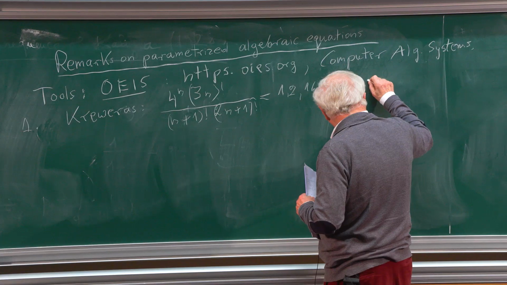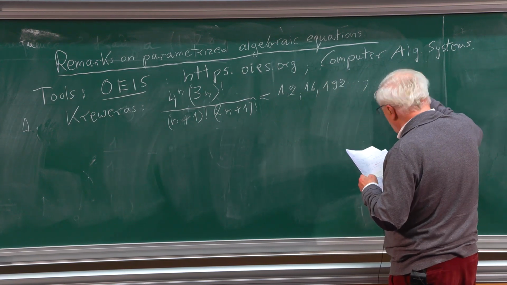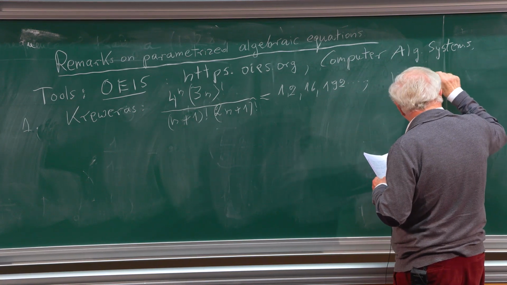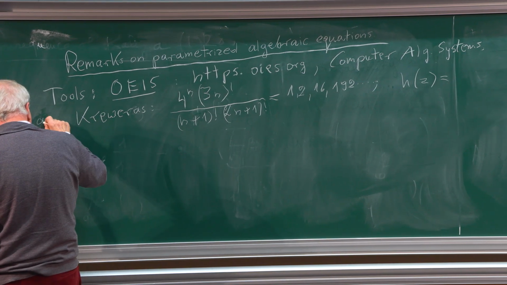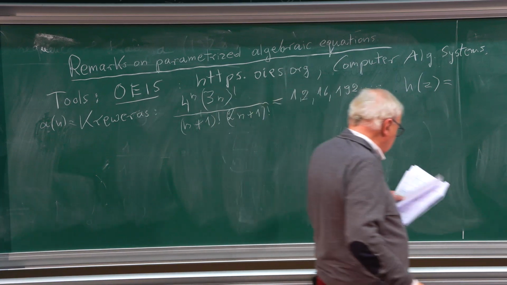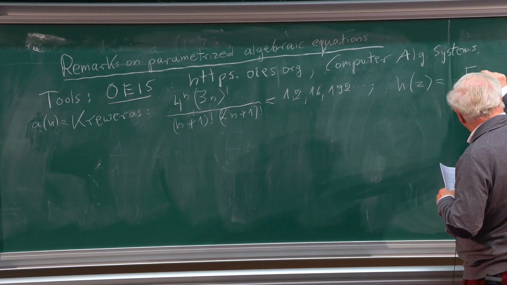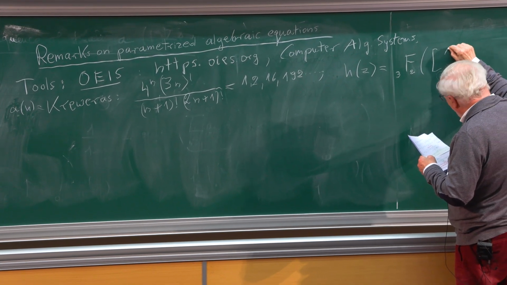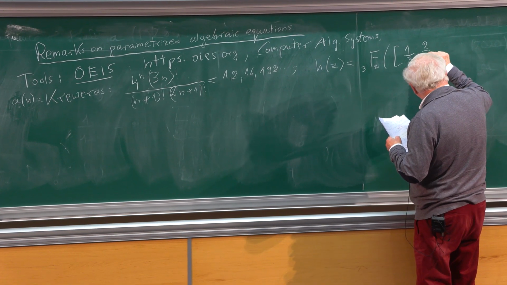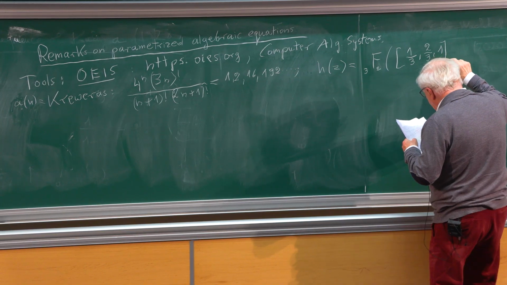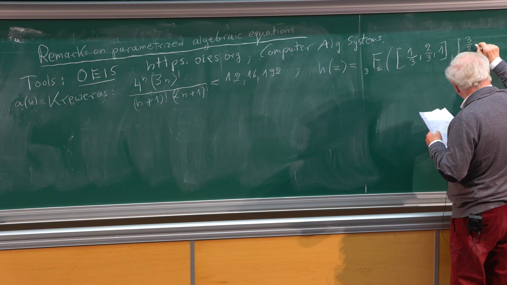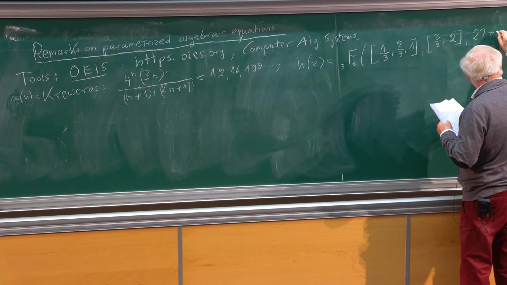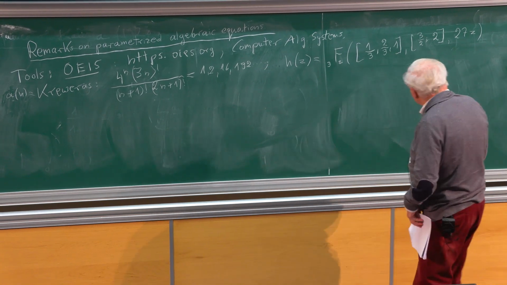So I will write down the generating function of this sequence, which I will call h of z, which if I call them a of n, can be expressed through hypergeometric function 3F2, and you have here 1/3, 2/3, 1, 3/2, 2, 27z. Okay, so you see here this hypergeometric function.